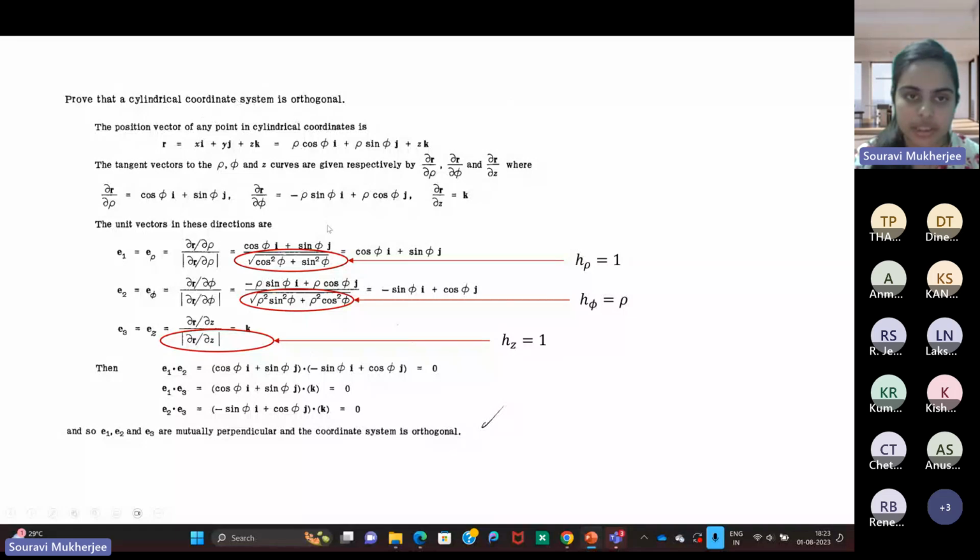So this shows that they have 90 degrees between them, and that shows that the cylindrical coordinate system is orthogonal. Okay. What's important to note here is that you are dividing by the magnitude, right? Del r, del rho, the magnitude of that term.